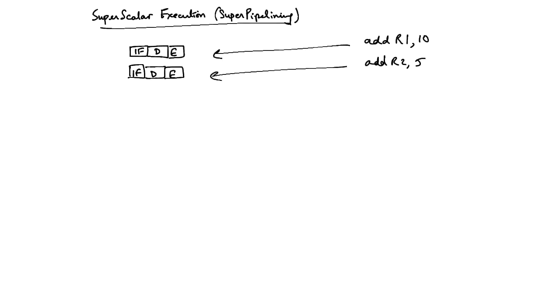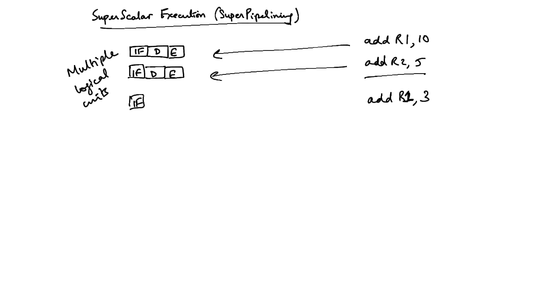But what does this require now? This requires multiple logical units, right? So you need multiple hardware for each of the stages, because you want to be fetching 2 instructions at a time, decoding 2 instructions at a time, and executing 2 instructions at a time. And of course, let's say that the second instruction, instead of add R2 5, was add R1 3. Then could you execute that in parallel along with the first instruction?